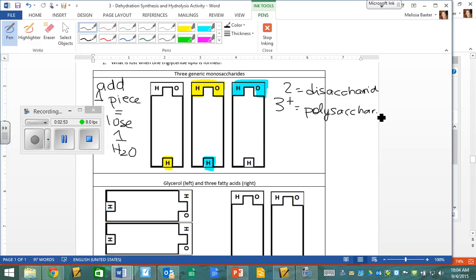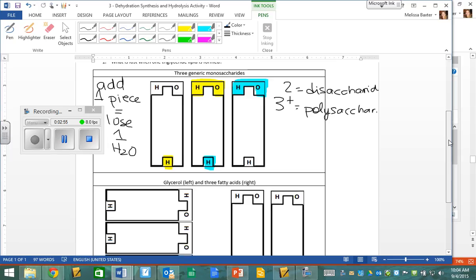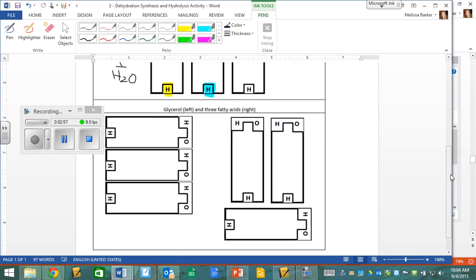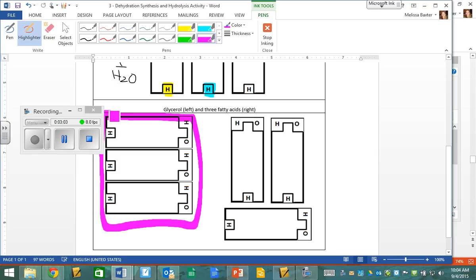So on the second part, we're doing essentially the same thing. On the second part, this all together is glycerol. So you don't take it apart. We're imagining that it's all attached together. Glycerol is the backbone, and each fatty acid will get added to glycerol.